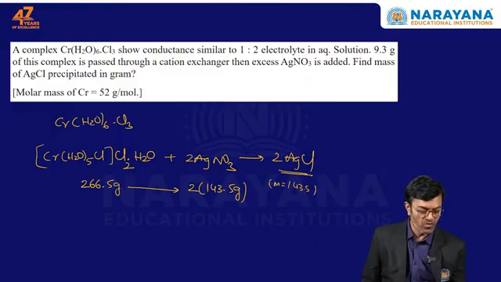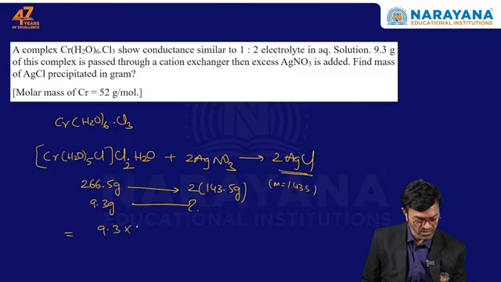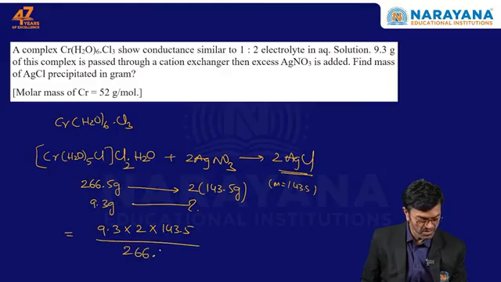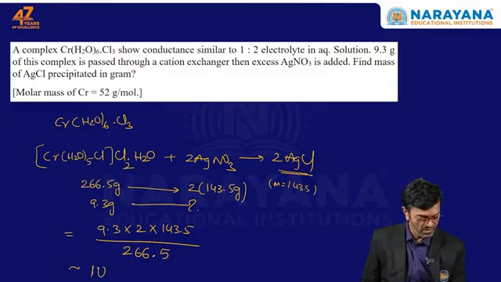So, 1 mole of the chromium complex precipitates 2 moles of AgCl, but in the given question he gave 9.3 grams only. That would be how much? So, 9.3 into 2 into 143.5 by 266.5 grams. If you do it, you will get the answer. That is approximately 10 grams you will be getting.